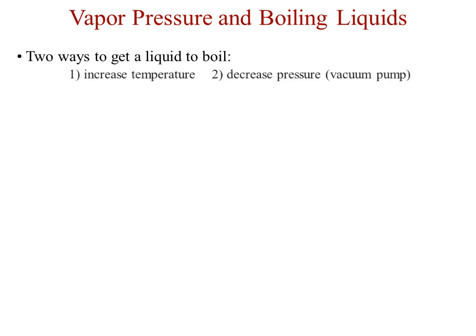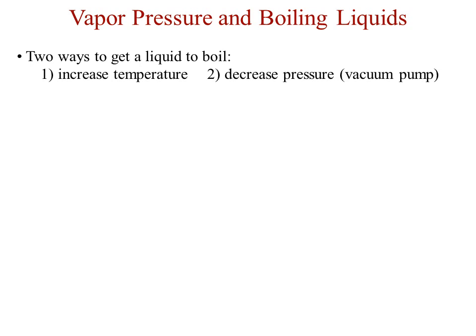Now there's two ways you can get a liquid to boil. The easiest way is just to raise the temperature of the liquid. That increases the vapor pressure, and when you get it to equal 760 torr on a normal day, then it will boil. The other way to do it is by decreasing the outside pressure. You could use a vacuum pump to do this.